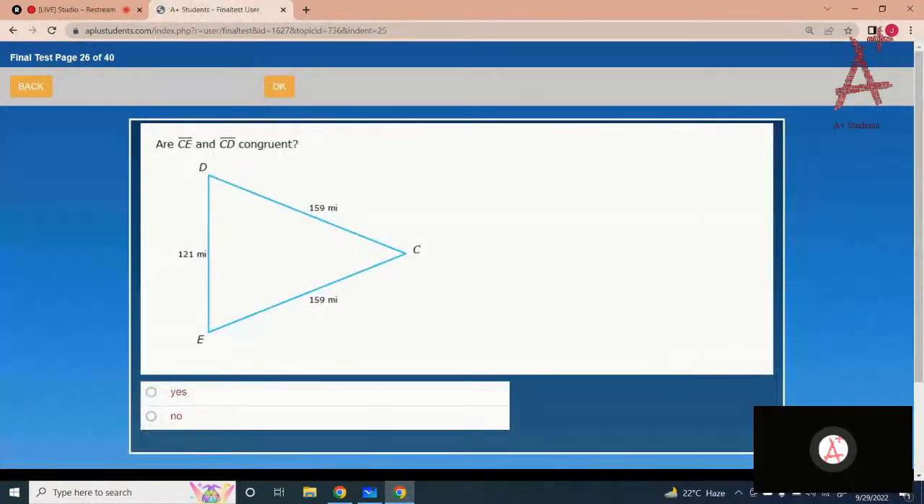Okay, the next one is, are CE and CD congruent? CE is 159 and CD is also 159. So both of the line segments have the same side lengths. So yes, they are congruent. Got it? So select the correct option and click on the OK button.